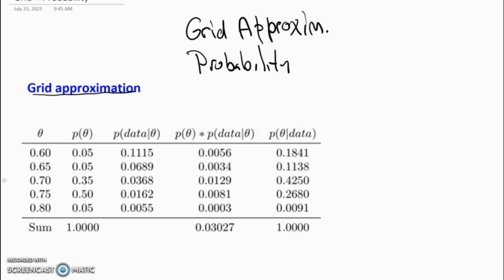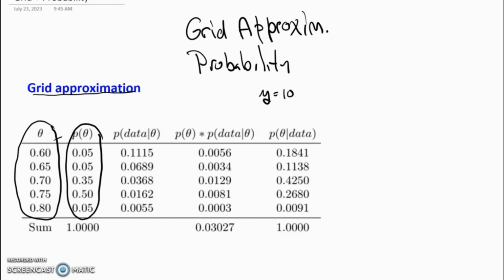Earlier we saw in our globe tossing experiment that if there were only 5 possible values for theta, the proportion of the Earth covered by water, we could assign prior probabilities to each one of those values of theta, collect some data, y is equal to 4, n is equal to 10, and arrive at a posterior distribution of theta. The downside of this approach is we've only got 5 values of theta.